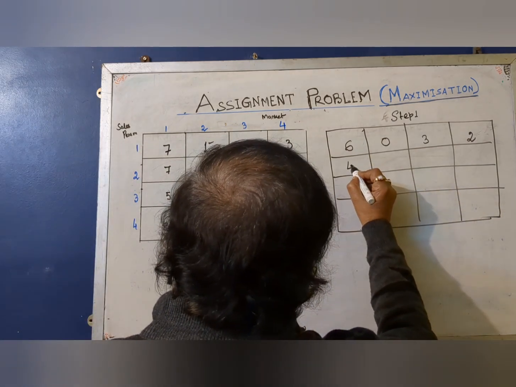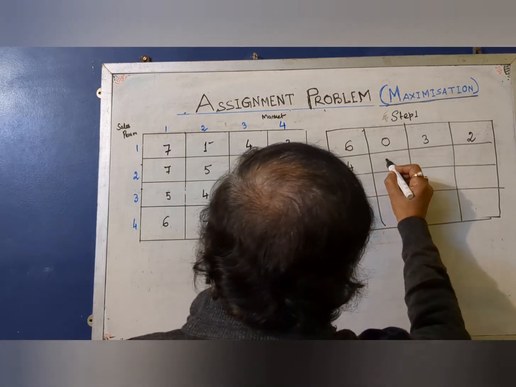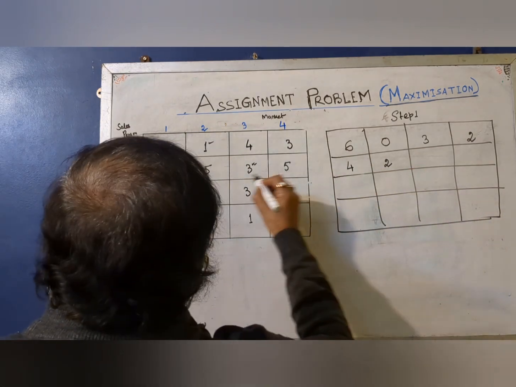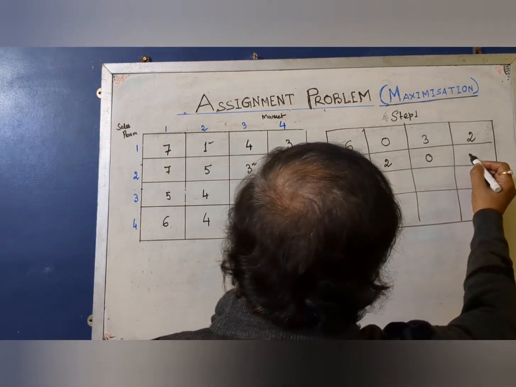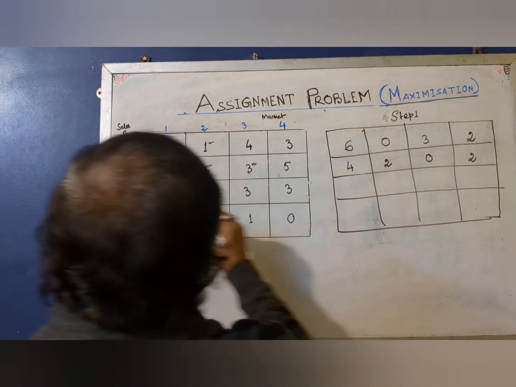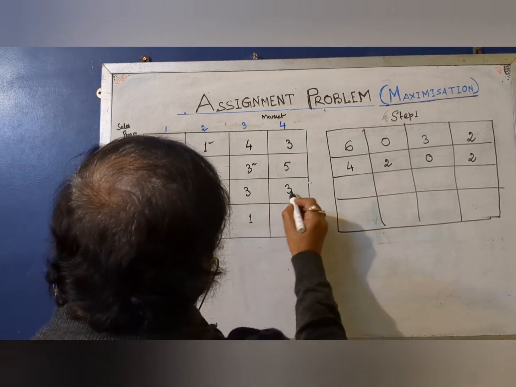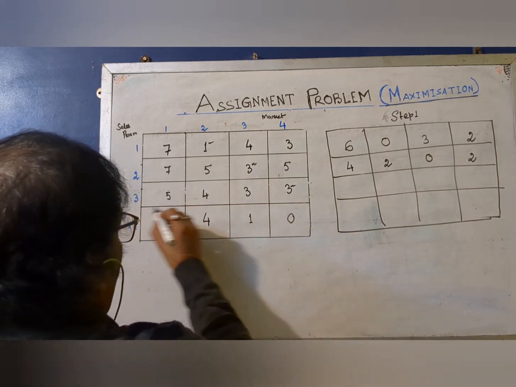7 minus 3 is 4. Then 5 minus 3 is 2. 3 minus 3 is 0. And 5 minus 3 is 2. For the third row, the minimum element is 3. Subtract this from all other elements.